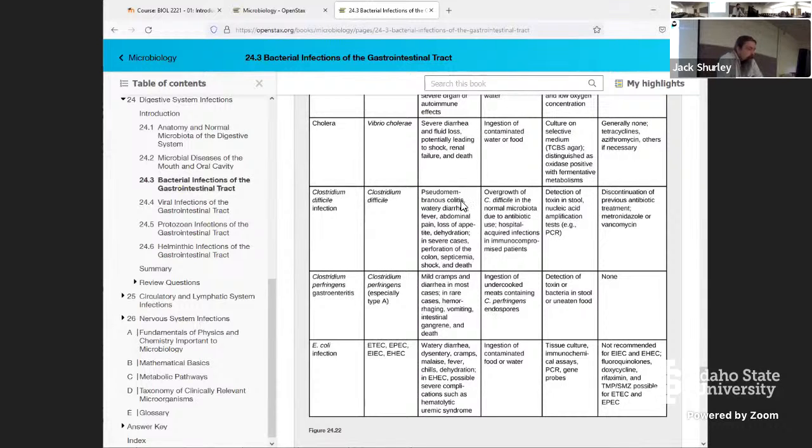Clostridium, we showed that with the pseudomembranous colitis, more diarrhea, pain, loss of appetite, perforation of the colon as a potential with a serious case, right? And that can lend to septicemia, shock, and death. So again, overgrowth, there are issues for sure, all right?